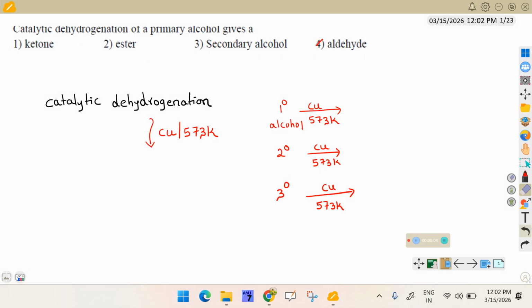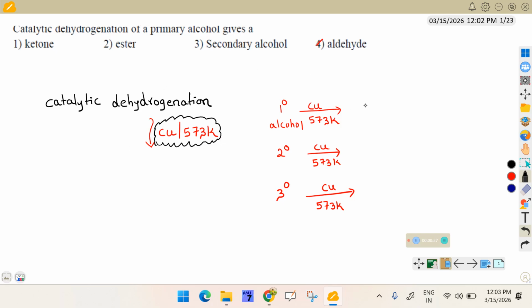Friends, today we are solving NEET model questions on alcohols and phenols. Given the first question: the catalytic hydrogenation of a primary alcohol gives... A primary alcohol undergoes catalytic dehydrogenation. Here, the catalytic dehydrogenation process takes place in the presence of copper at 573 kelvins.